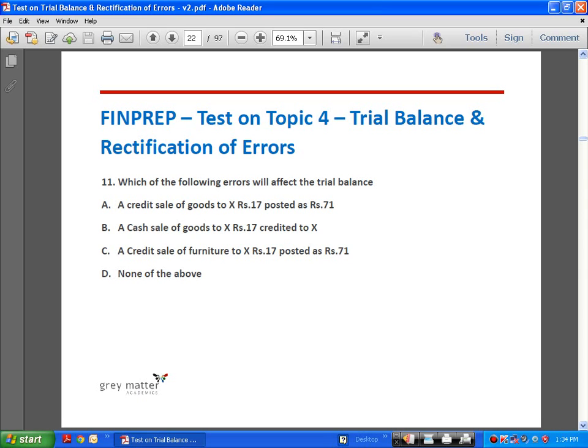If you look at option B, it says cash sale of goods to X rupees 17 credited to X. Okay, so instead of crediting sales account, X has been credited. So this is an error of commission. It's only a wrong account that has been credited. Trial balance will still agree. A credit sale of furniture to X has been posted as rupees 71. So this error has happened in both the accounts. Both the accounts have been posted with the wrong amount of 71, and hence trial balance will not be affected. So the answer is A.